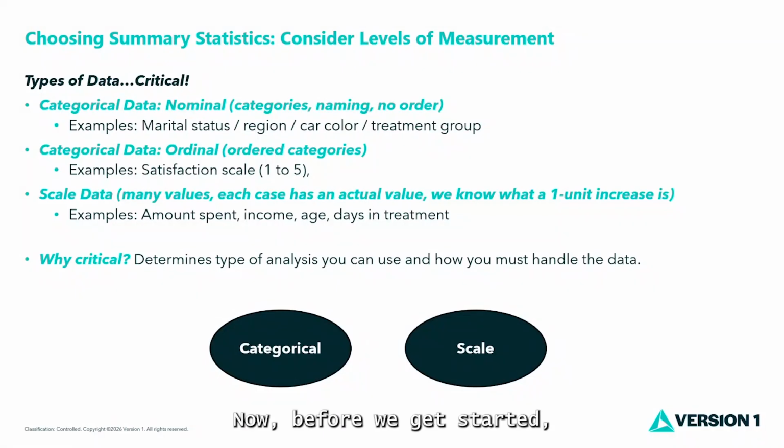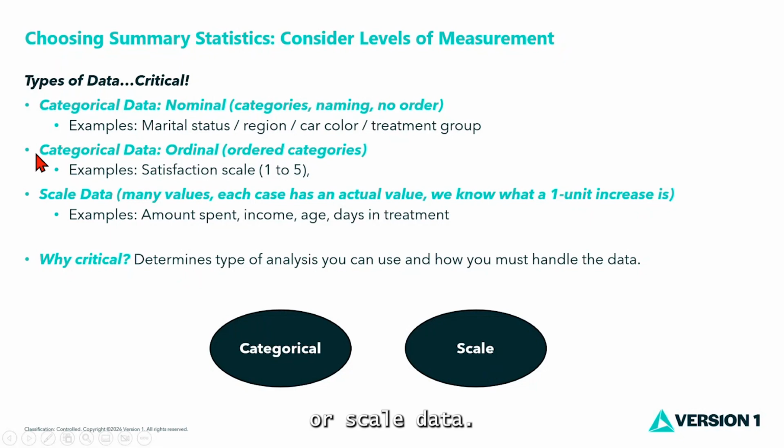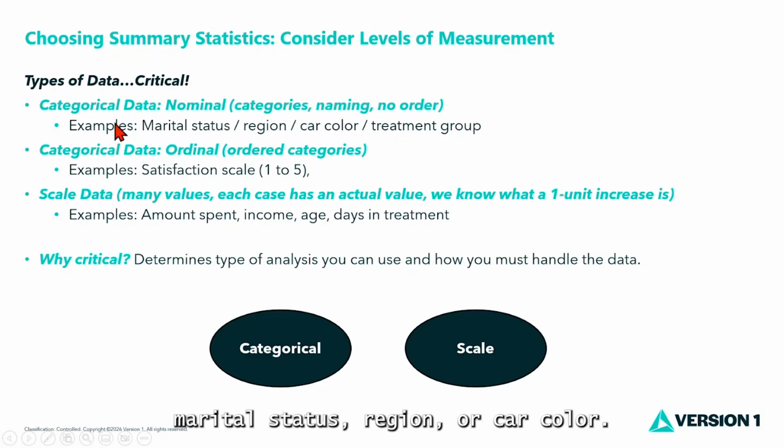Now, before we get started, the type of data you have is critical. We have two types of data to think about: data in categories, or categorical, and scale data. Categorical data is nominal data, so this is data in categories. You've got named categories, but there's no order. An example would be marital status, region, or car color.